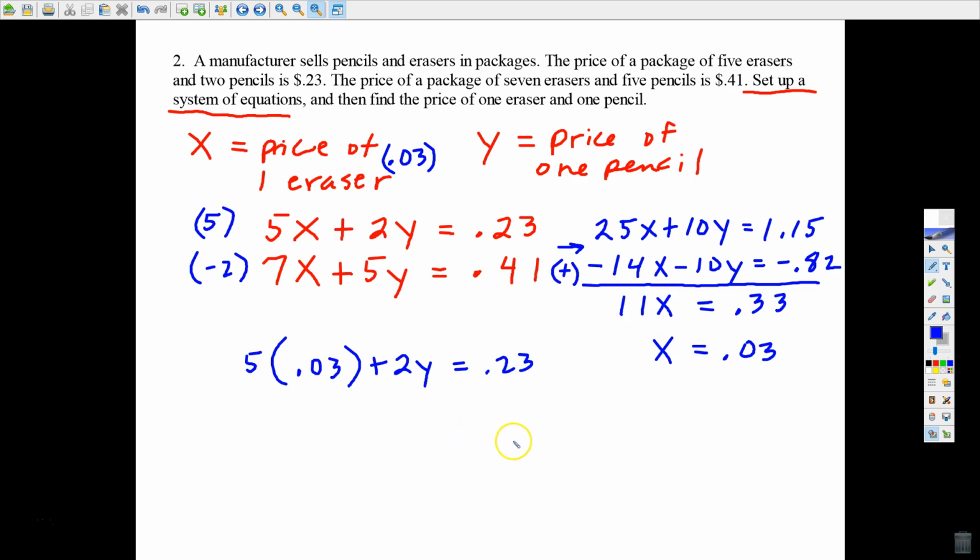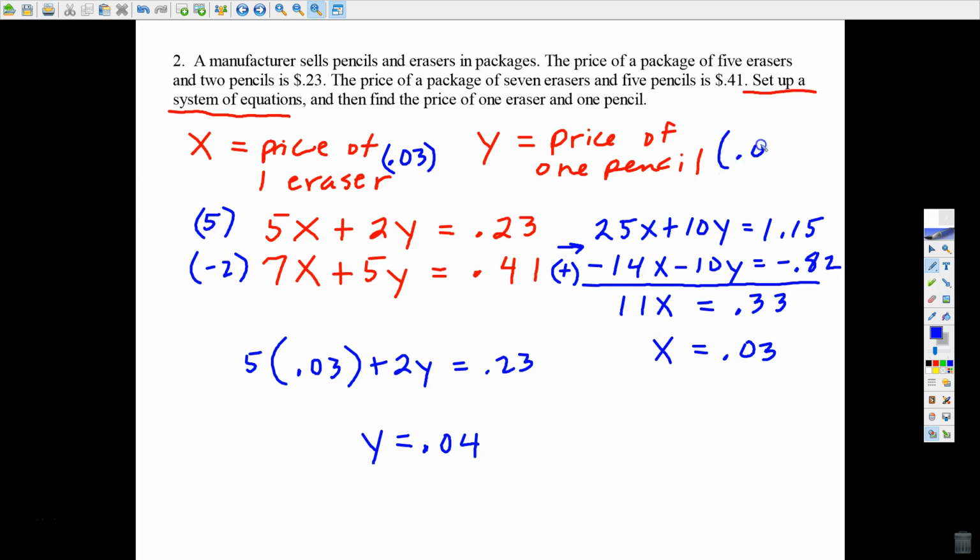See if you can take it from there. Use your calculator and see what you come up with for the price of a single pencil. $0.04. And so we have our final answer.